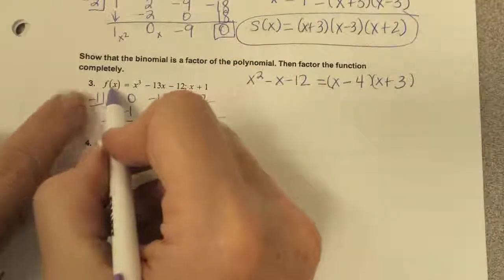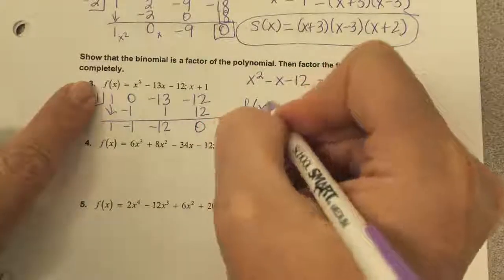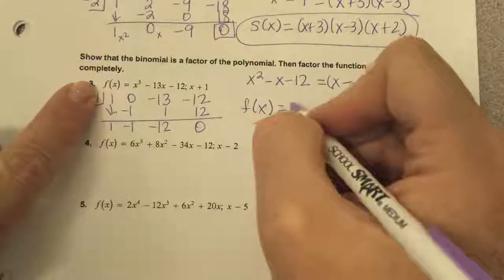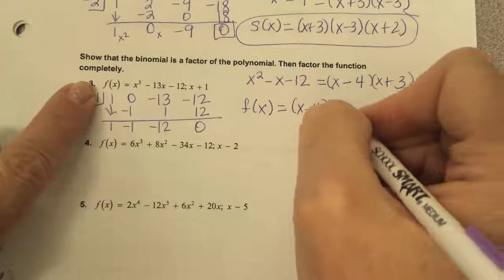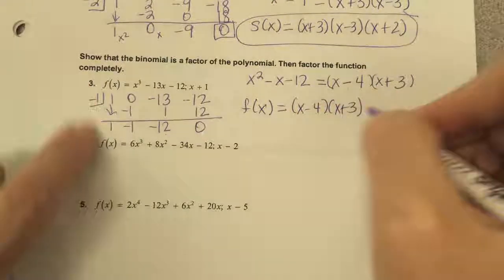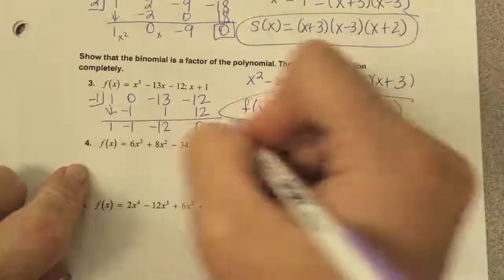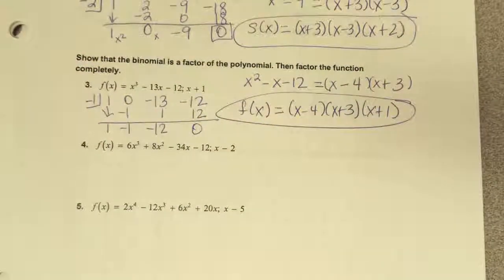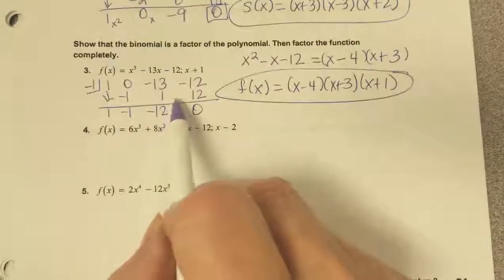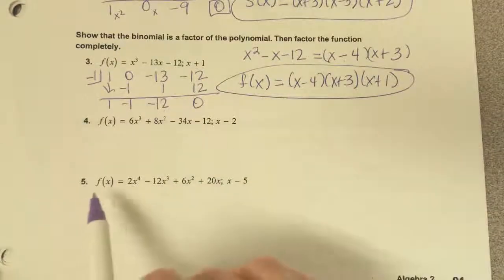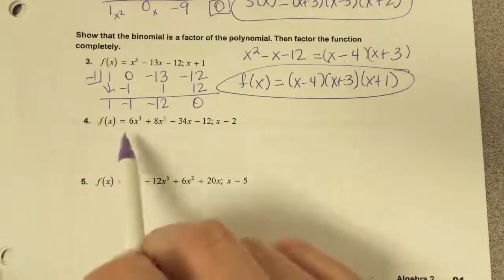So to show the complete factorization, though, of f of x, I know it's these two plus what other one? X plus 1. They gave us that. There's the complete factorization. So by knowing one of the factors, we can then find the rest of it. All right, let's do another one.